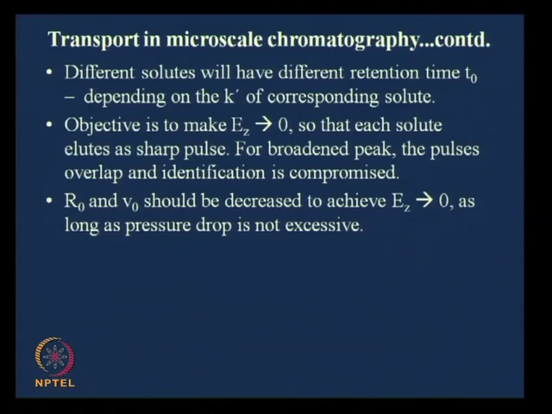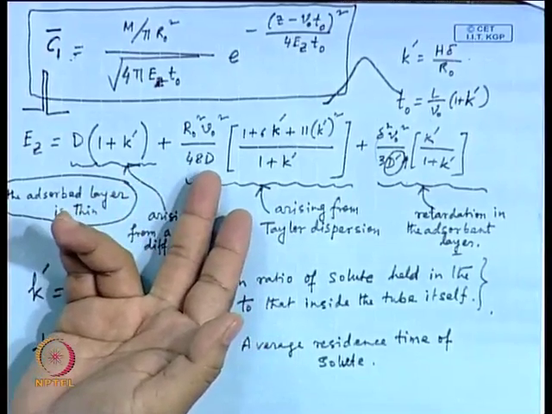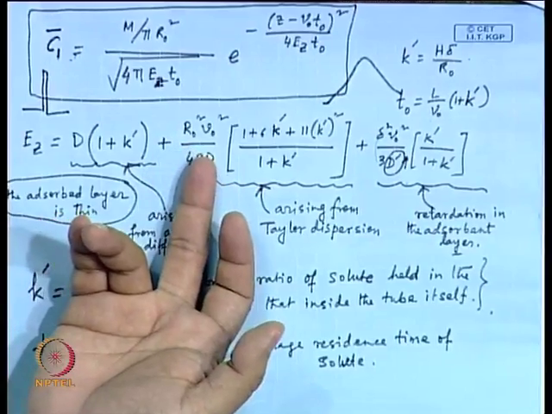Objective here is to make Ez tending to 0, ideally that spreading should be made close to 0, so that each solute elutes as a sharp pulse. However, for a broadened peak, the pulses overlap and identification is compromised. This you have appreciated. R naught and V naught should be decreased to achieve Ez tending to 0, because R naught, V naught, they are appearing in the Taylor dispersion term, in the second term. So, R naught should be small, V naught should be small.